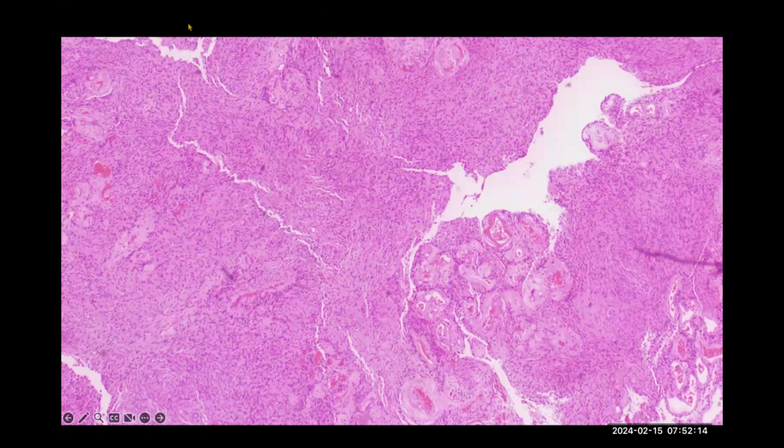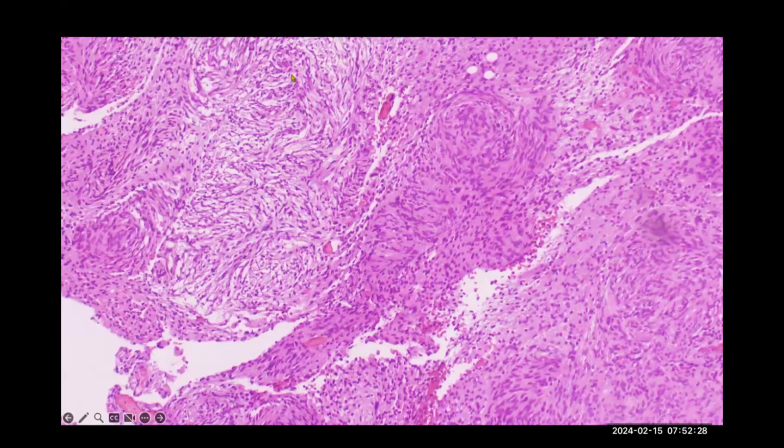Anyhow, there is a fairly cellular lesion, a lot of blood vessels. Yes, hyalinized blood vessels. Next. You can see here on the left, there are the loose areas, Antoni B. On the right, there are the Antoni A areas. Yes, and it's a spindle cell lesion. Next.